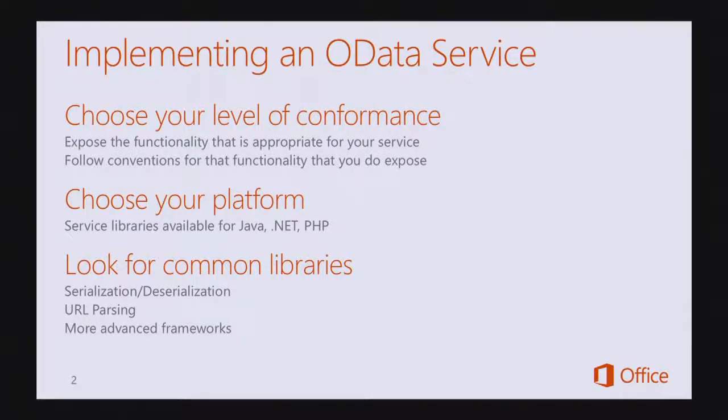And that brings me to the final point. Look for common libraries on the platform you are on that you may want to use. On Java and .NET, we have 2 levels of libraries. The lowest level of library just does serialization and deserialization of OData compatible payloads, and also parsing of URLs. So it takes the URL and parses it into a query tree. And then we have more advanced frameworks that actually plug in a lot of the other logic for you. And we'll see an example of one of those in a little bit.